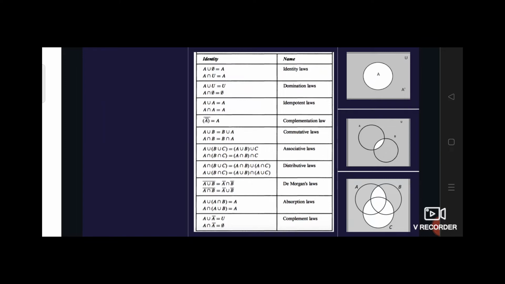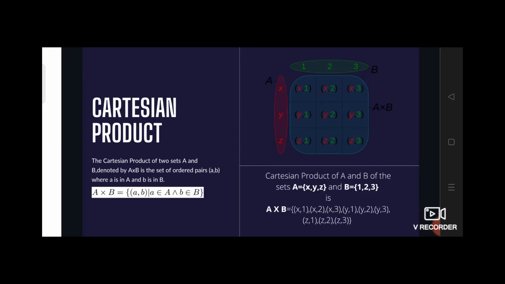So the next concept we'll learn is the Cartesian product. Cartesian product is a set of ordered pairs (a, b) where a belongs to A and b belongs to B. For instance, take A equal to {x, y, z} and B equal to {1, 2, 3}. Now if we try to obtain all the ordered pairs of A cross B, we would get (x,1), (x,2), (x,3), (y,1), (y,2), (y,3), (z,1), (z,2) and (z,3).